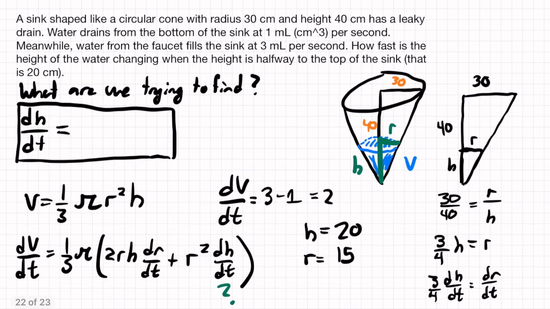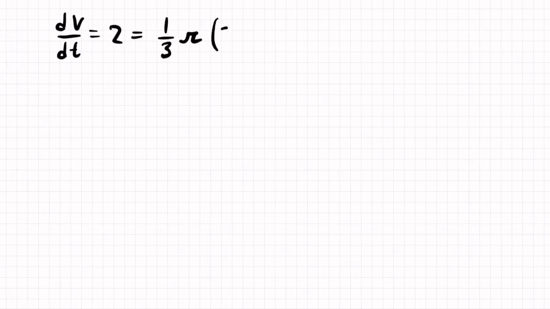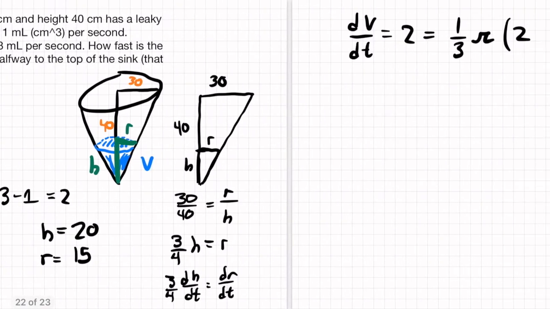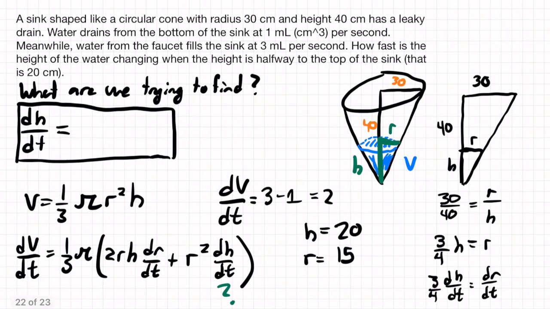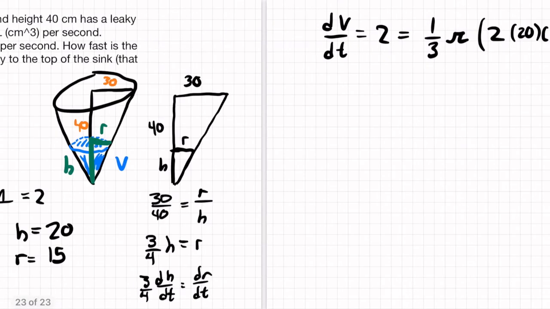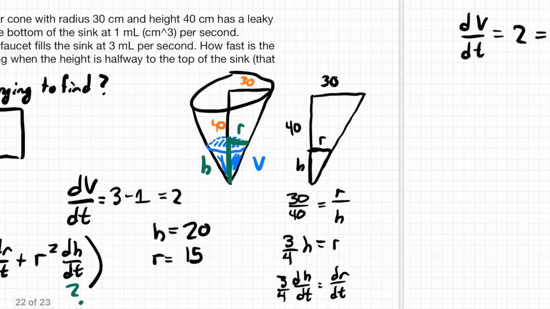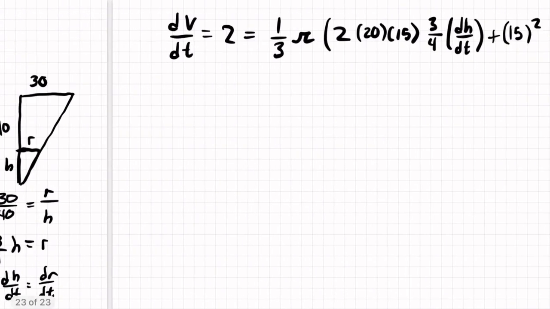So what we have is dV dt, which is equal to 2, is equal to, if we go back, 1/3 pi times 2 times r times h, so 2 times 15 times dr dt, which is 3/4 dH dt, plus r squared, so r is 15, 15 squared, also times dH dt.